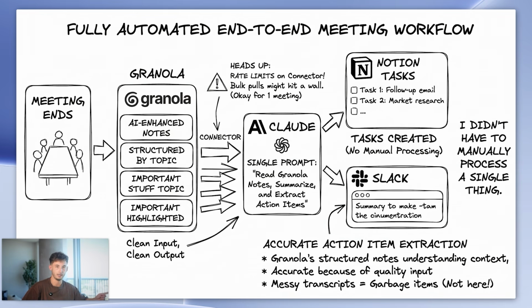And one quick heads up is that Granola does have rate limits on the connector. So if you're trying to pull a bunch of meetings all at once and process them in bulk, you might be hitting a wall. But if you're pulling just one meeting at a time, just like I showed you, totally fine, but just something to keep in mind if you try to scale this up.